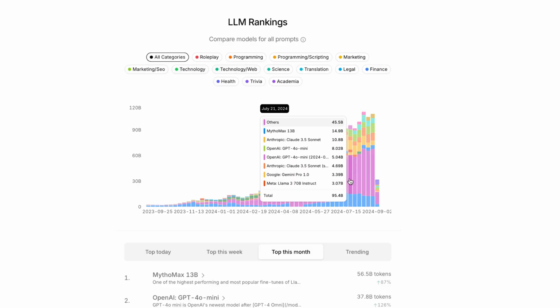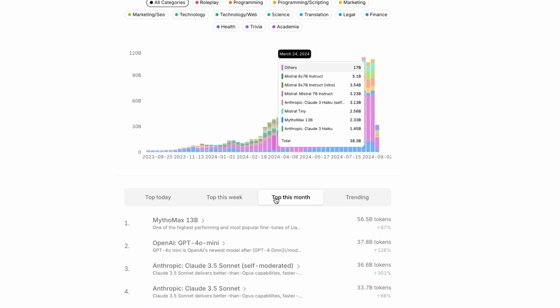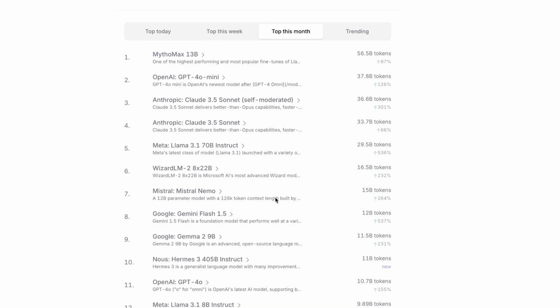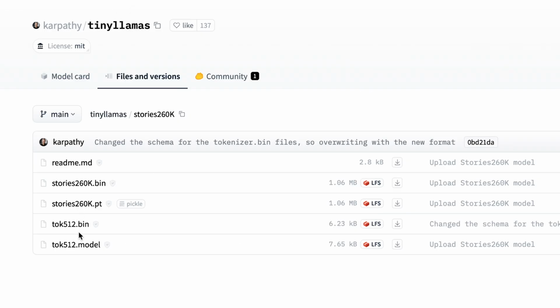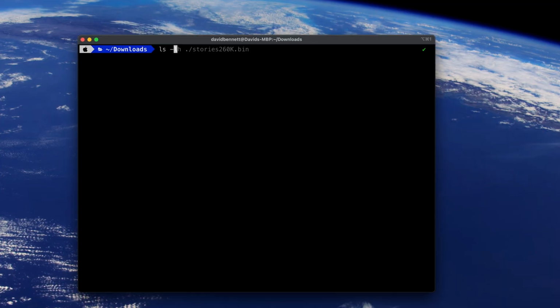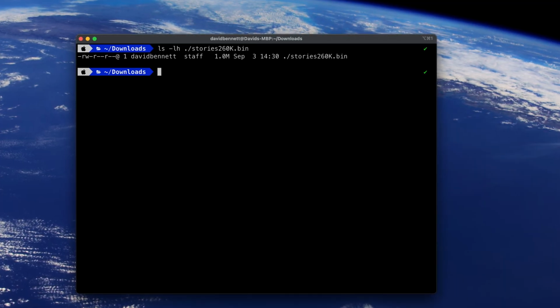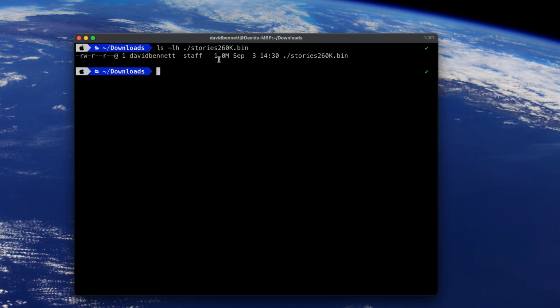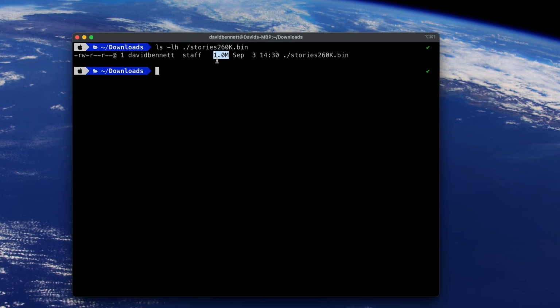To get this working on an ESP32, I needed to start off with the smallest model I could find. Enter the Tiny Llamas repo on Hugging Face. It offers a model that's so small, it only has 260,000 parameters. Just to give you some context, GPT-4 has over 1 trillion parameters. But even at 260,000 parameters, this model was still around 1 megabyte in size, which is a lot for microcontrollers.